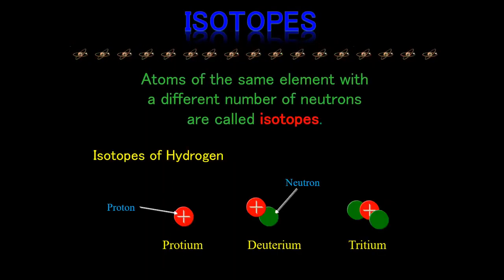So these are the three. Hydrogen has three isotopes. Actually, some elements have 4 or 5 isotopes, but hydrogen happens to have 3. What is the same are the number of protons and the number of electrons, and what is different is the number of neutrons.